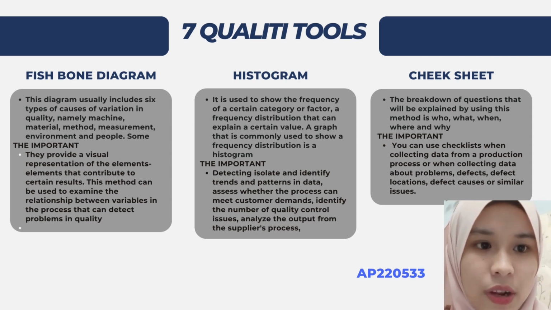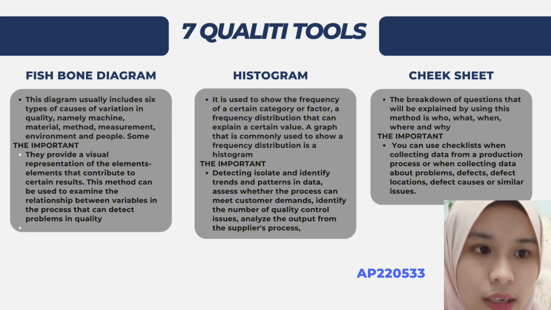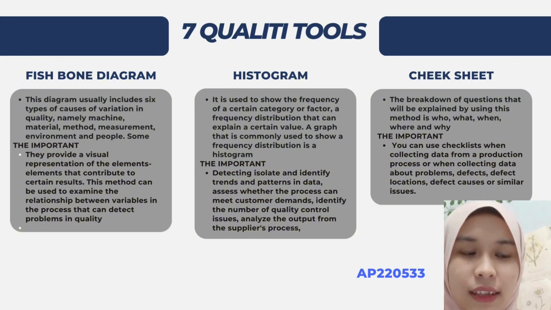Next, histogram. It is used to show the frequency of a certain category of factor, a frequency distribution that can explain a certain value. A graph that is commonly used to show a frequency distribution is a histogram. The importance of this quality tool is that it can detect isolation and identify trends and patterns in data, assess whether the process can meet customer demands, identify the number of the quality control, and analyze the output from the previous process. The third, check sheet.